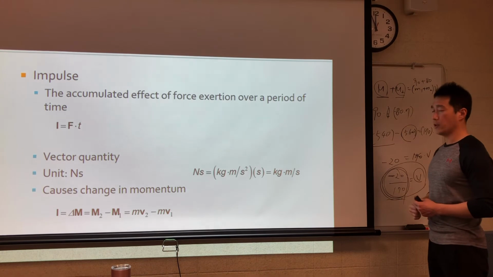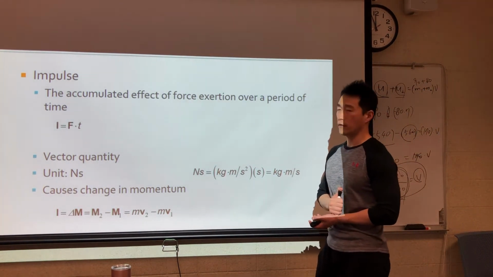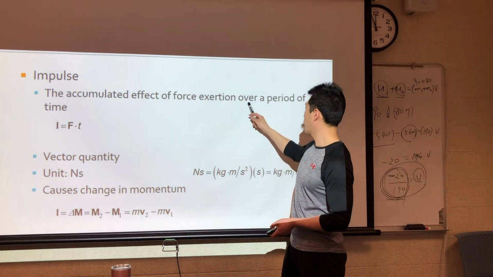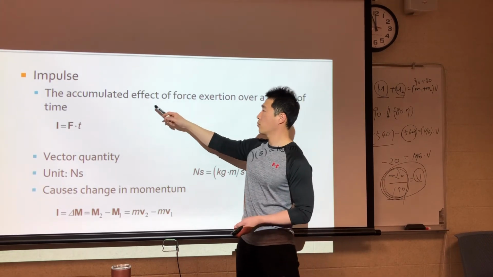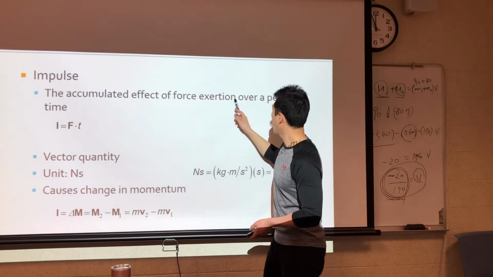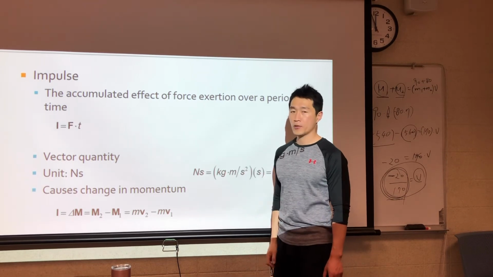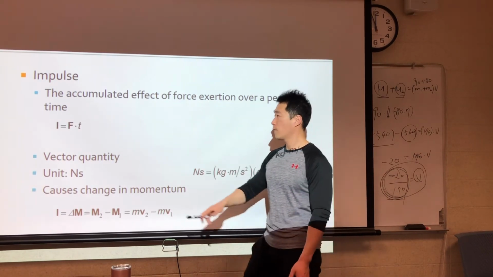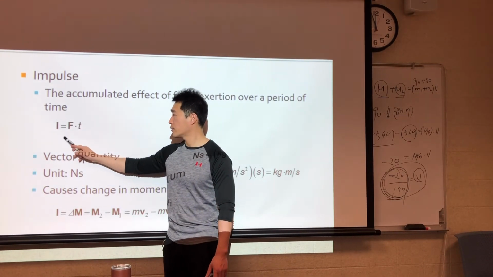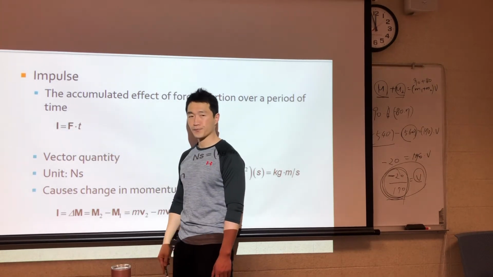As I mentioned earlier, impulse is very closely related to linear momentum. Let me simply read the definition of impulse: the accumulative effects of force exertion over a period of time. We need a force and time, which means impulse is determined by force and time. So if you simply multiply force times time, it will give you impulse. Here I means impulse, F means force, and t means time.